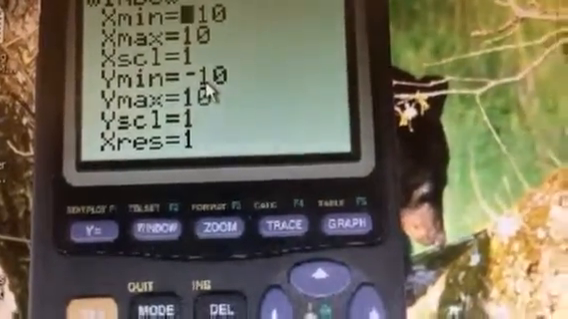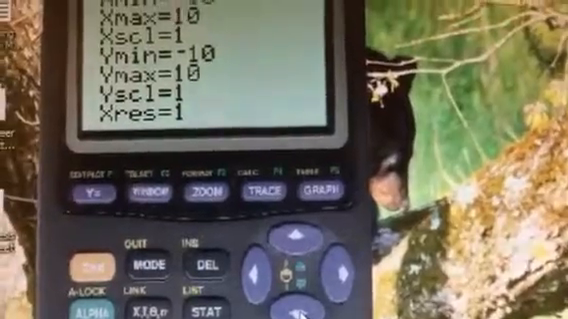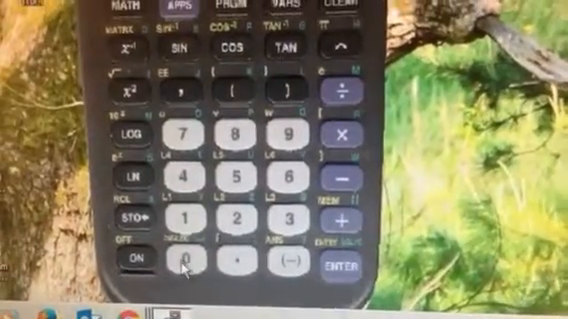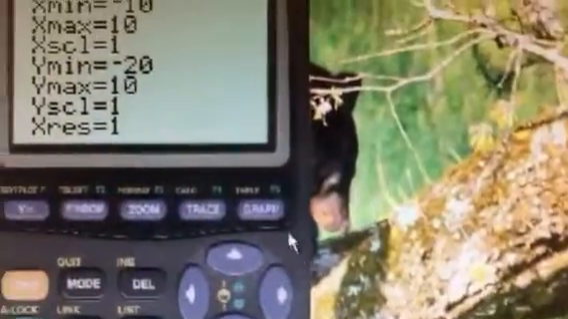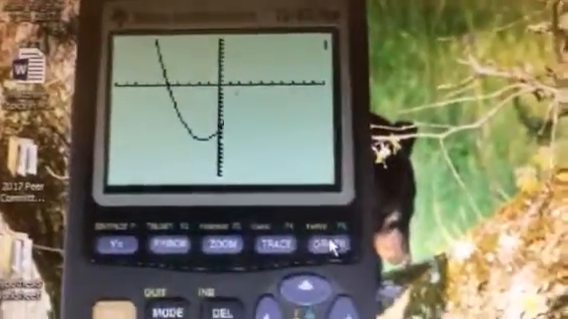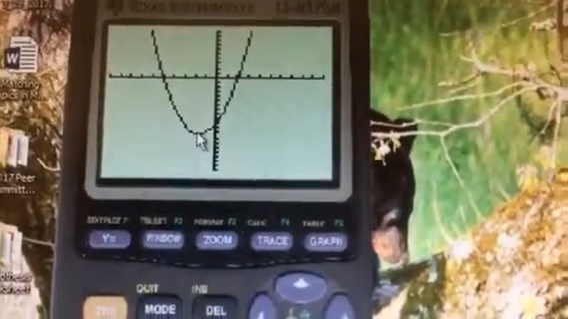I do not know what I need to change it to, but I'm just going to make a guess. So I'm going to go down and maybe put in a -20. So here's my -20 in my y minimum, and I'm going to push graph, and now I should be able to see the vertex, the minimum.